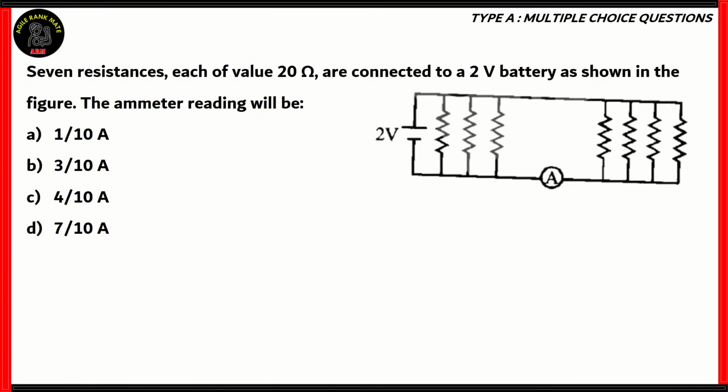Now, if you look at the options, you can see that option C, 4 over 10 amperes, is the right answer. 3 over 10 means it has to pass through 3 of the resistors, which is incorrect. 1 over 10 is the current passing through each resistor, which is not the amount passing through the ammeter. 7 over 10 is the total current passing through the circuit. So therefore, option C, 4 over 10 amperes, is the right answer.